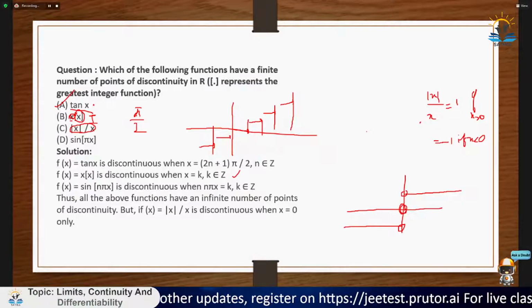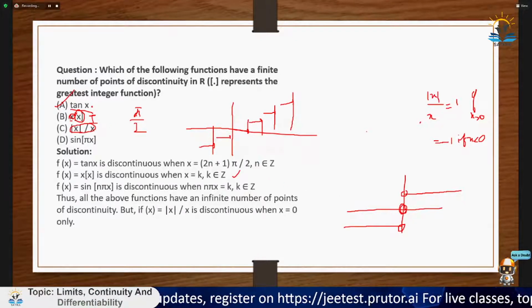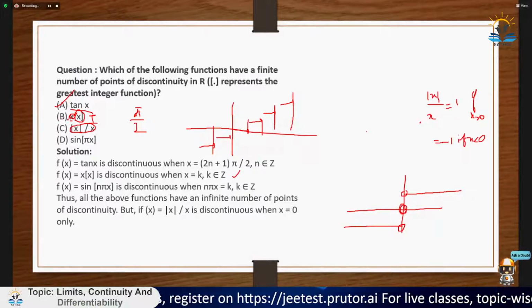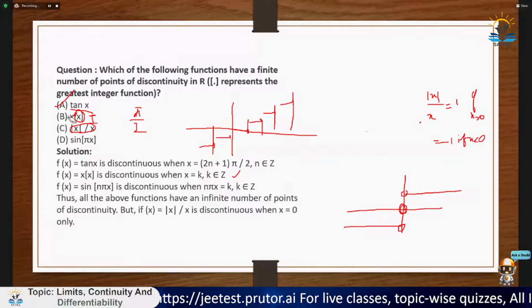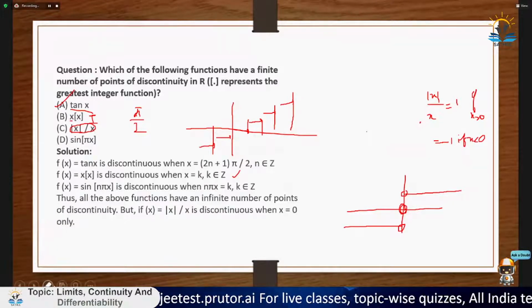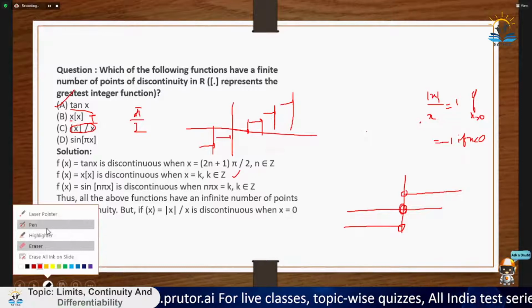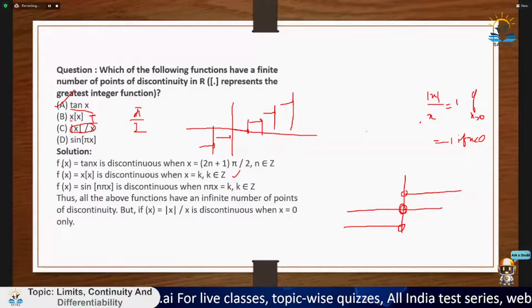Okay, so tan x is non-differentiable at an infinite number of points, at all odd multiples of pi by 2. x into GIF of x is discontinuous at all integers. So integers are also infinite. So this is also non-differentiable at an infinite number of points.